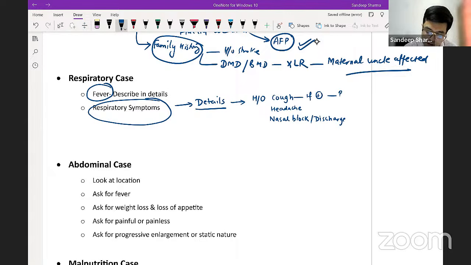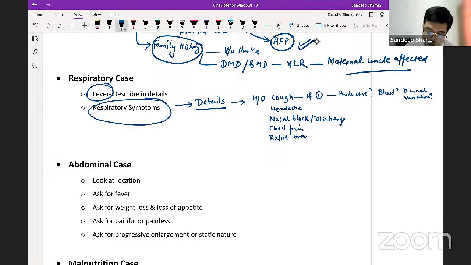If cough is present, you will ask whether it is productive or not. If productive, details of mucus will be asked. Any blood present in the cough or not. You will ask for any diurnal variation of the cough, aggravating and relieving factors. You will ask for any chest pain. You will ask for any rapid breathing noticed by the patient's parents.